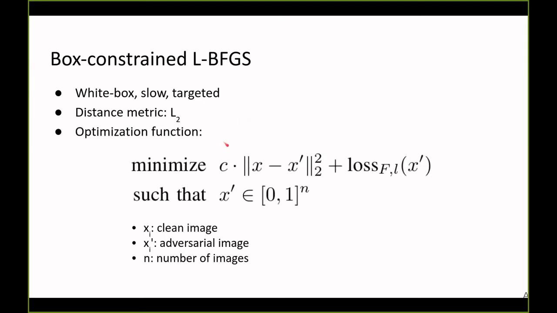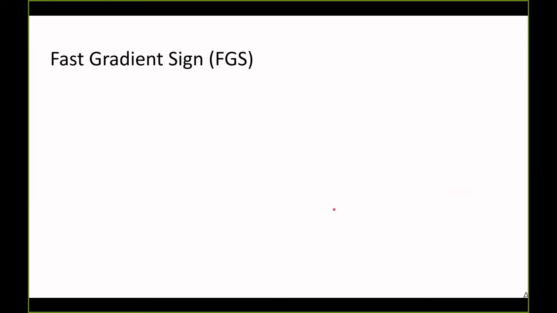So firstly, the box constraint L-BFGS attack, as discussed in the class, is a white box, slow and targeted attack. The distance metric used is L2, and the optimization function is cross entropy loss plus the L2 distance metric. Then moving on, the second attack is fast gradient sign. Again, it's a white box, fast and targeted attack. The distance metric used is L infinity.